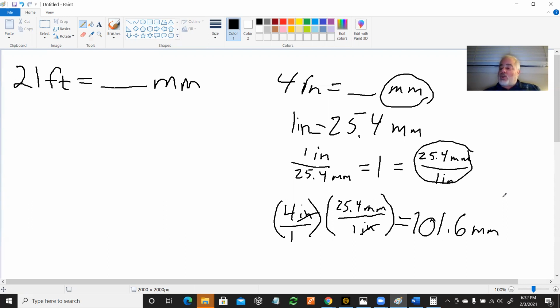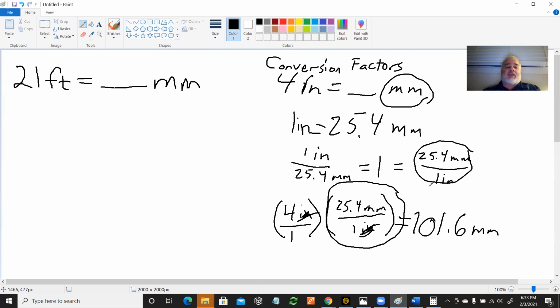That's how we do these problems called conversion factors. Why is it a factor? Because a factor is something you're multiplying by. I'm just multiplying by a fancy version of 1. I'm paying attention to the units so that the units cancel and I'm left with just the units I want. Millimeters in this case.